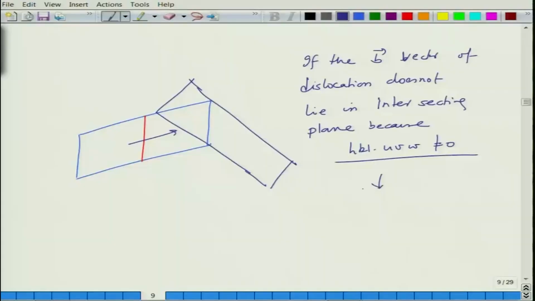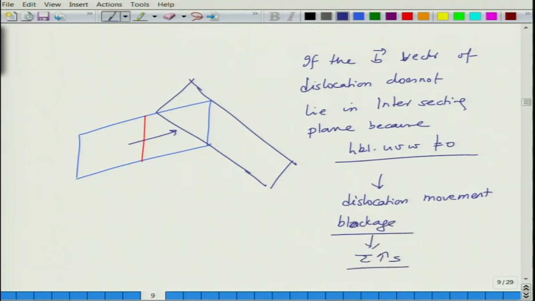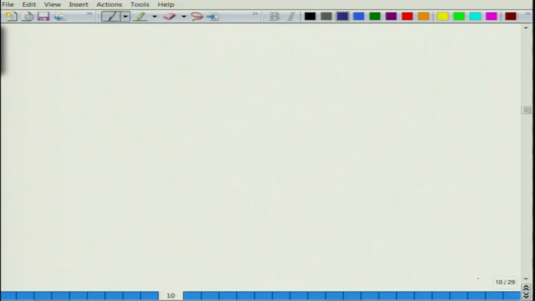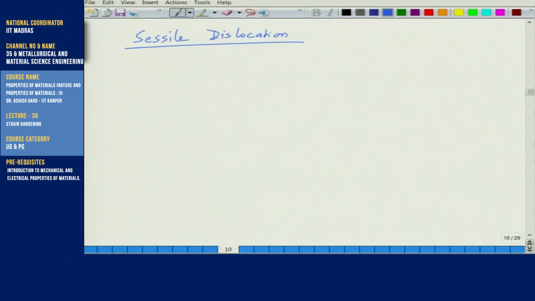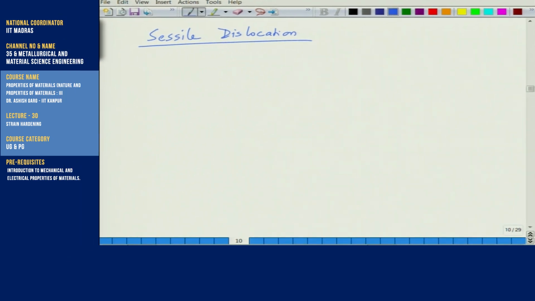If the Burgers vector does not lie, it will not move. So, this will lead to dislocation movement blockage. If that is the case, you will have to increase the stress required to move it to another plane where it finds it easy to move. There is a possibility you can also form what we call a sessile dislocation. A sessile dislocation is basically a dislocation which does not move, which is essentially unable to move.